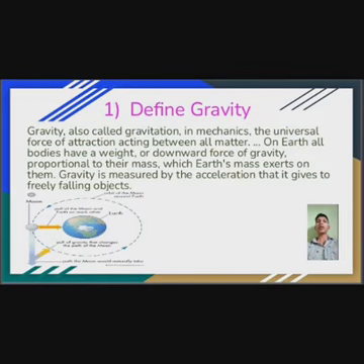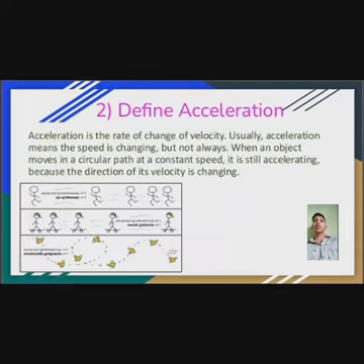First, define gravity. Gravity, also called gravitation in mechanics, is the universal force of attraction acting between all matter. All bodies on earth have a weight, or downward force of gravity, proportional to their mass, which earth's mass exerts on them. Gravity is measured by the acceleration that it gives to freely falling objects. So go to the next slide.